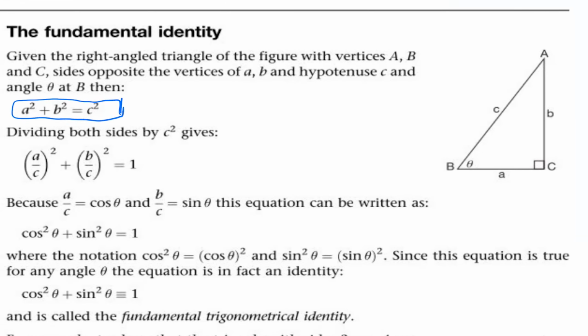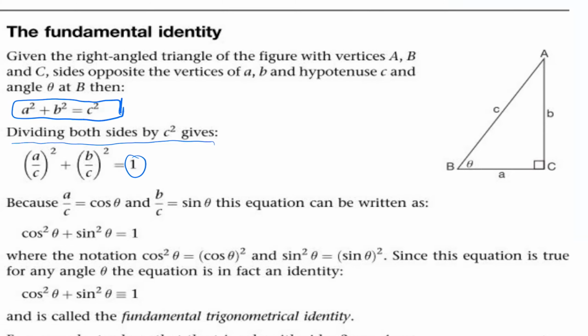And then he jumps in and says, dividing both sides by c squared gives us a over c squared plus b over c squared is equal to 1. That kind of just flies out of nowhere, and the first time I read this, I didn't have a clue what he was talking about. So I'm going to read on to the next bit, and that will make more sense as to why this equals 1. And then we'll break it down a bit further. So don't worry if you're confused here.